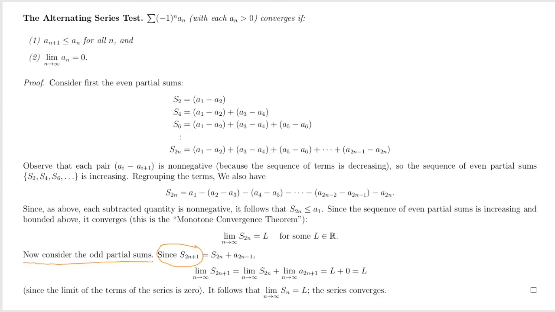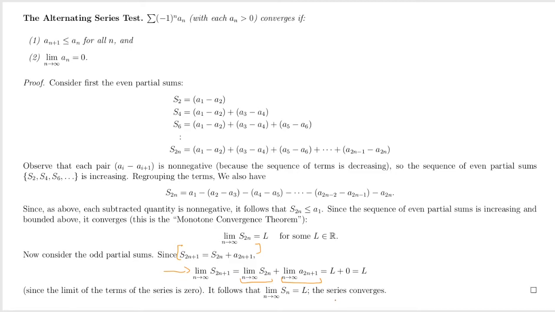Well, what is an odd partial sum? Well, the odd partial sum s sub 2n plus 1 is just s sub 2n plus one more term, the 2n plus 1th term. And taking limits on this equation right here that we just looked at, we get this set of limits right here, that the limit as n goes to infinity of s sub 2n plus 1 is just the limit of each of the components that make it up. The limit as n goes to infinity of s sub 2n plus the limit as n goes to infinity of a sub 2n plus 1.